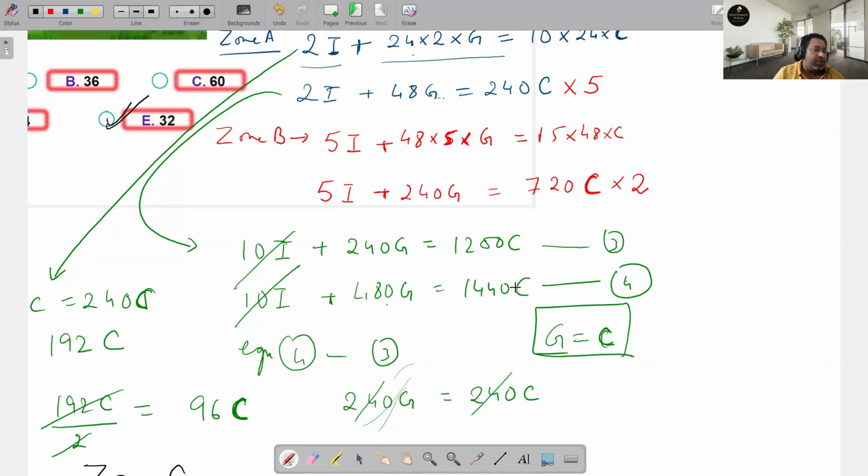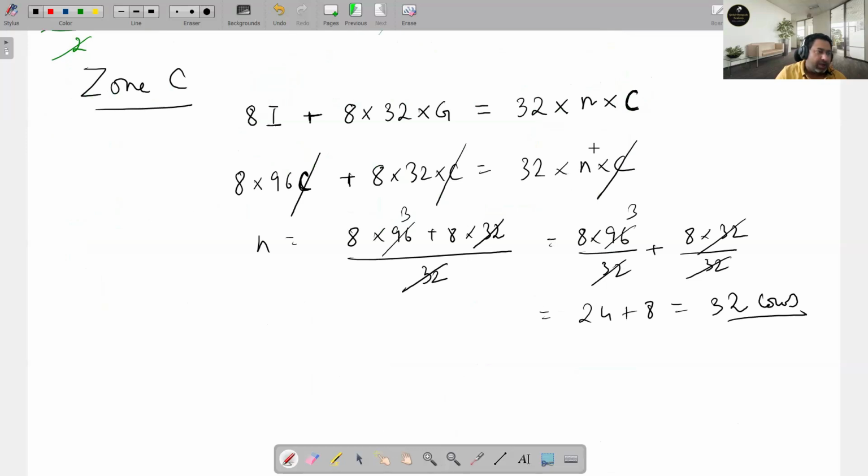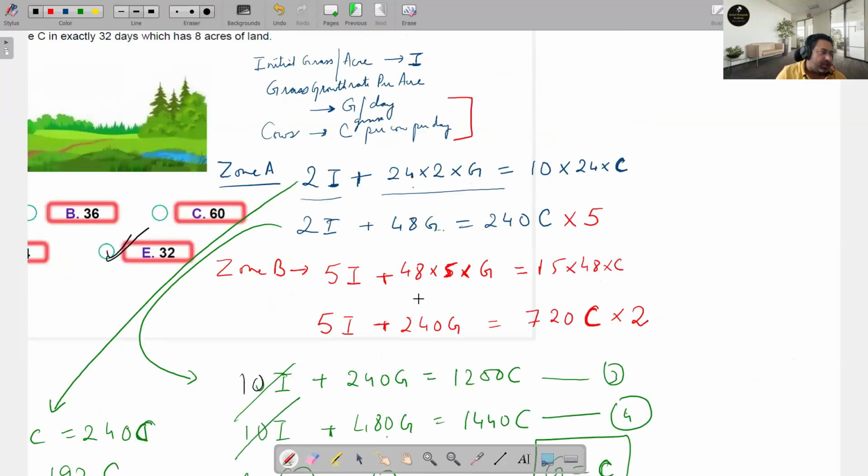And then once you establish that in terms of each other, sometimes this G might be greater than the C, or it can be smaller than the C also. Depends. Then you need to take these values and put them in over here to find the initial grass. As we figured out, the number of cows which we took as n is going to be 32 cows, and that's your answer. So that's option E. Let's move on to the last question of the paper.